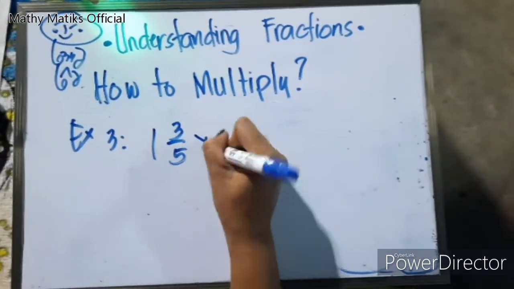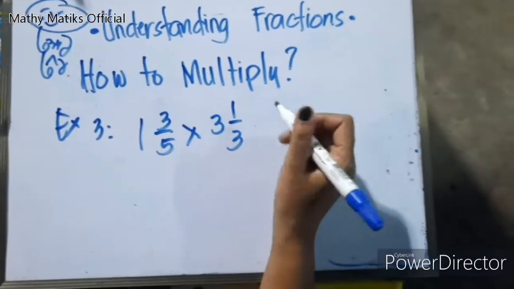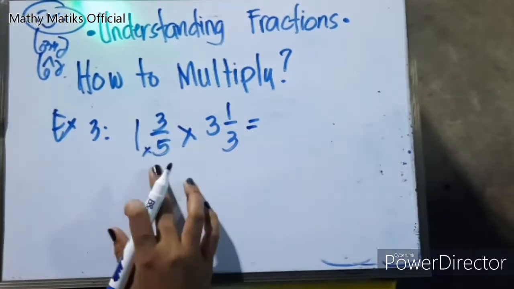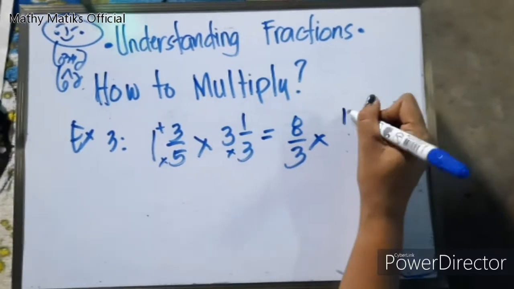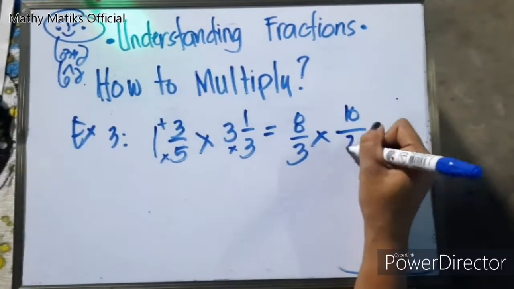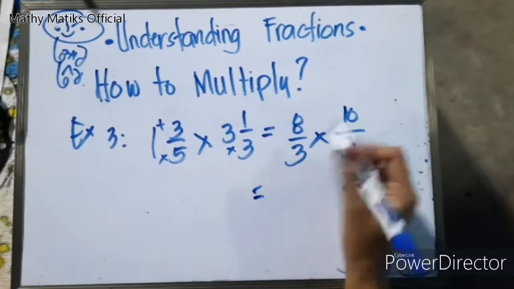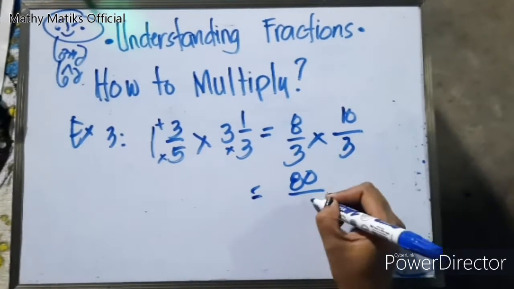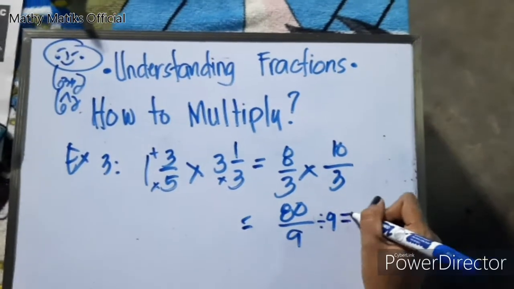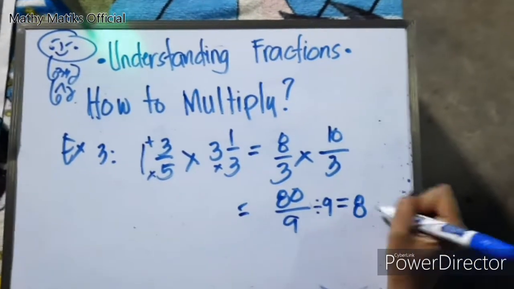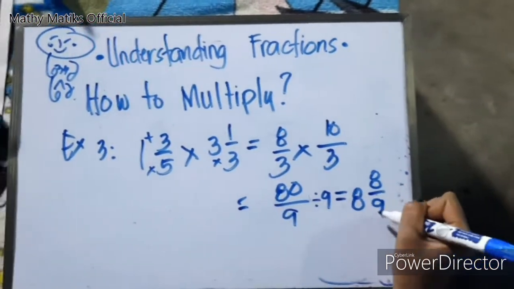Number 3, we are going to multiply mixed numbers. Here we're going to change them into improper fractions. 1 times 5 is 5 plus 3 is 8 over 3. Then 3 times 3 is 9 plus 1 is 10 over 3. Then multiply numerator to numerator: 8 times 10 is 80, and 3 times 3 is 9. So we have 80 over 9.